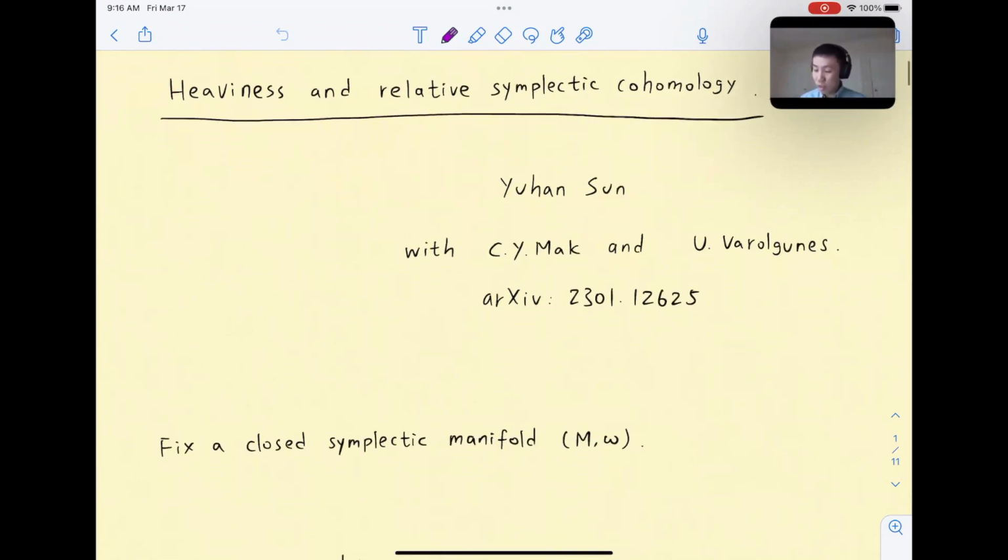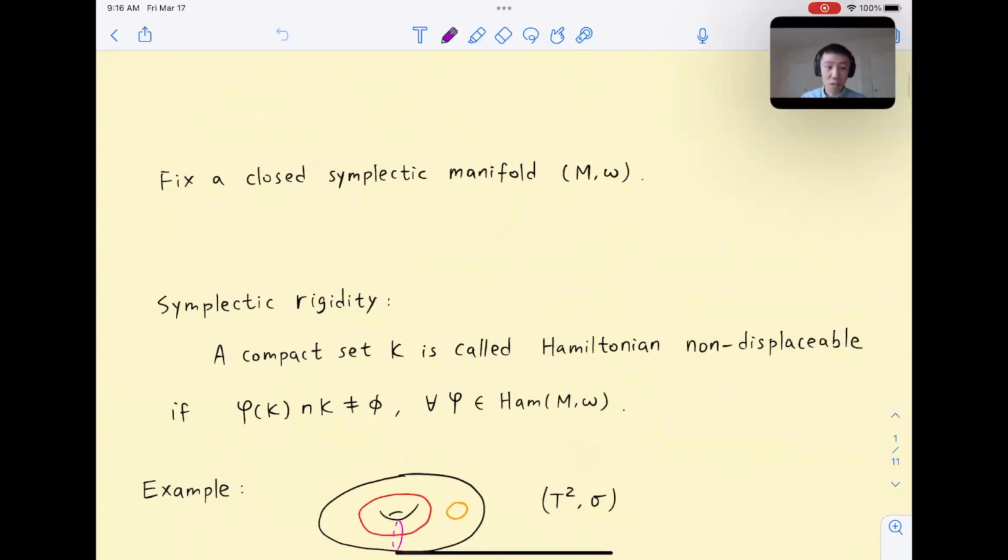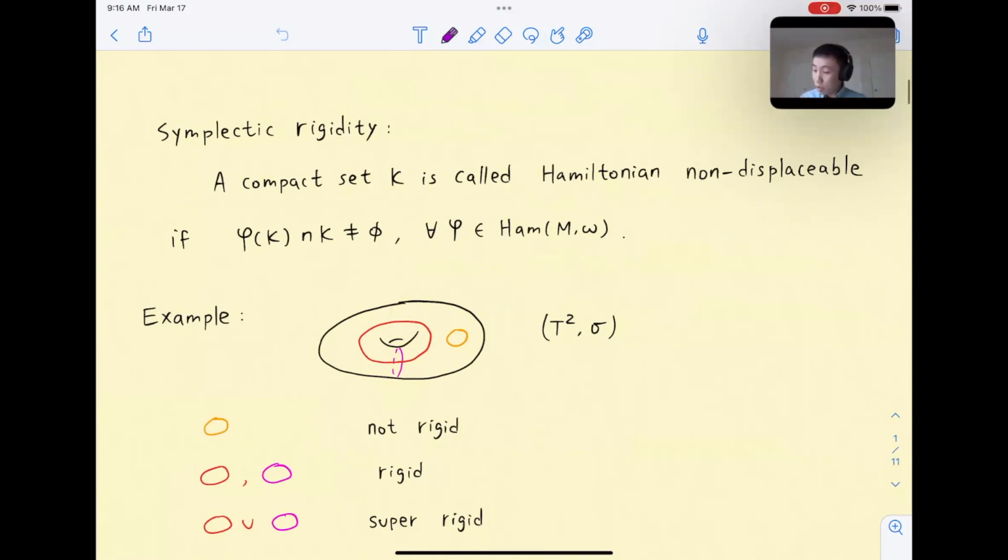So let's fix a symplectic manifold and talk about symplectic rigidity. Usually symplectic rigidity is captured by Hamiltonian displacement. Suppose we have a compact set K in our symplectic manifold M. It is called Hamiltonian non-displaceable if it cannot be separated from itself by any Hamiltonian diffeomorphism.